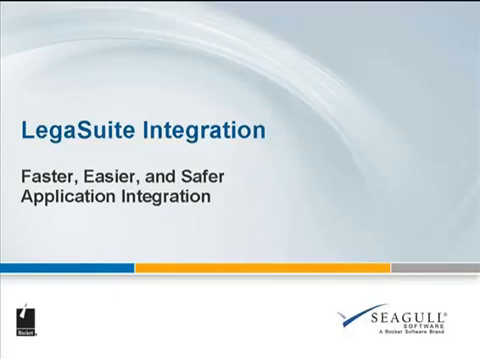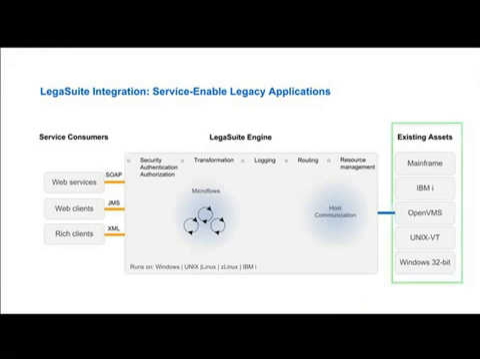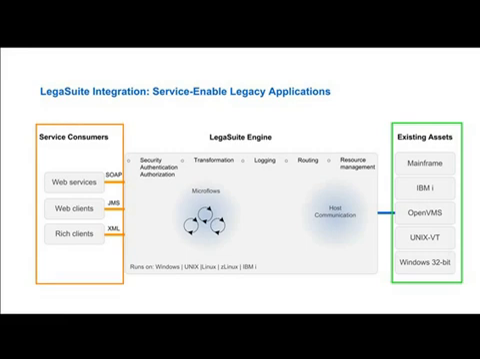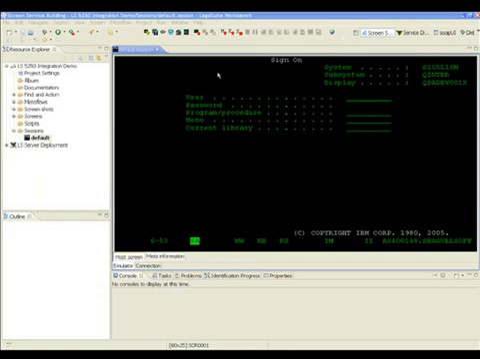LegaSuite integration is a great way for companies to automate the development of web services from their existing applications. This makes it fast, easy, and safe to share and integrate key enterprise assets using SOA interfaces like WSDLs, .NET assemblies, Java Beans, and XML.